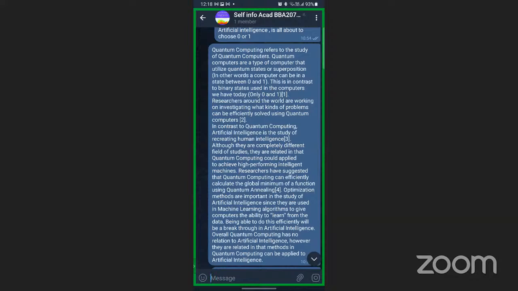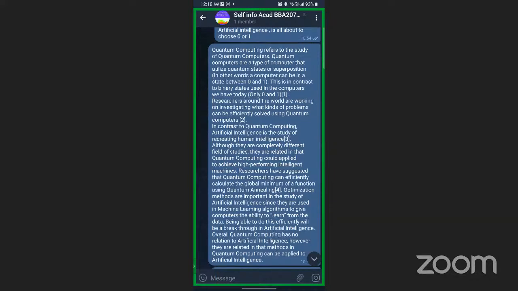Researchers around the world are working on investigating what kind of problems can be efficiently solved using quantum computers. In contrast to quantum computing, artificial intelligence is the state of recreating human intelligence. That's the main difference. Although they are completely different fields of study, they are related in that quantum computing could apply to achieve high performing intelligent machines. That's the similarity between them.